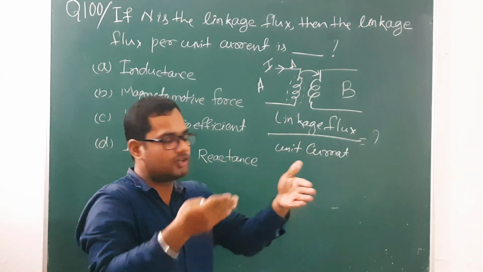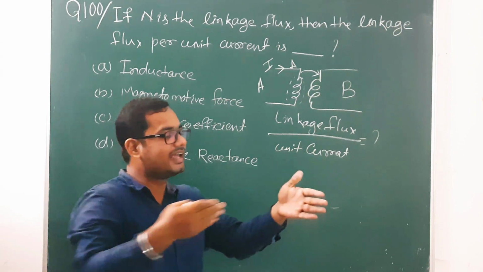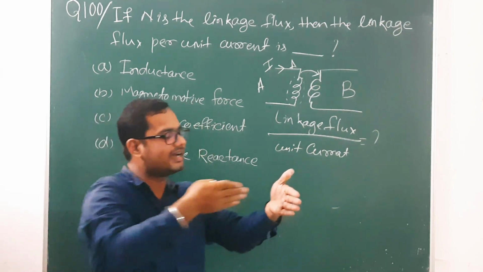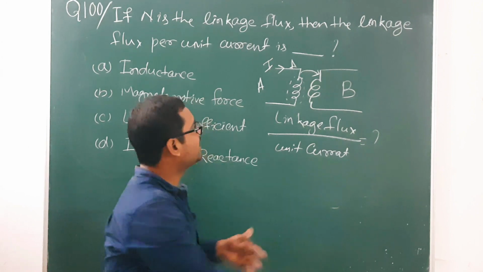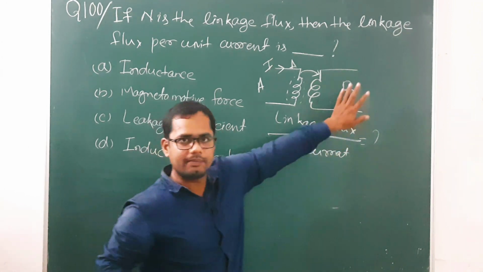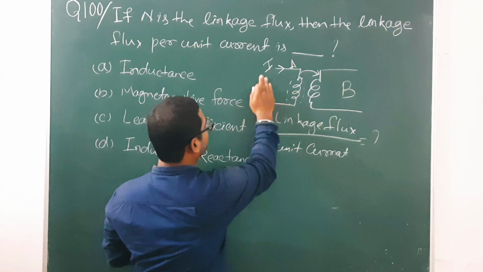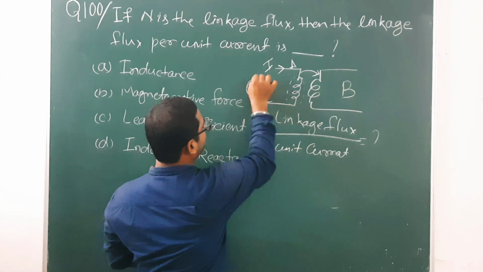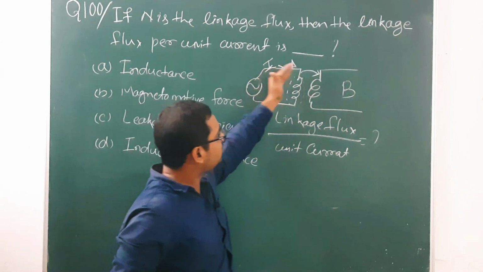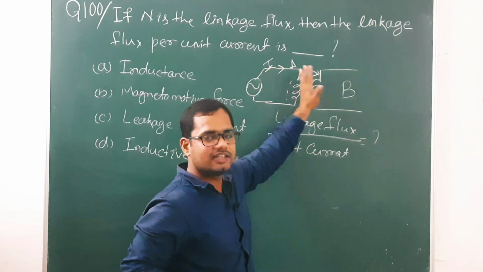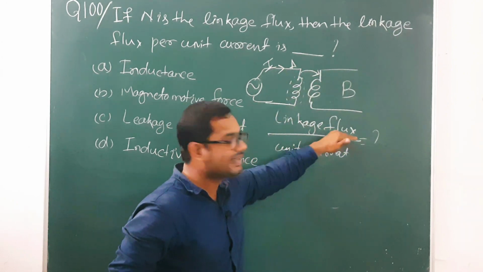It will just link, like we say a link road. The flux is getting linked to the secondary. We have not given any supply here. We have given the supply only here. But some amount of flux is being linked here. That is called your linkage flux.